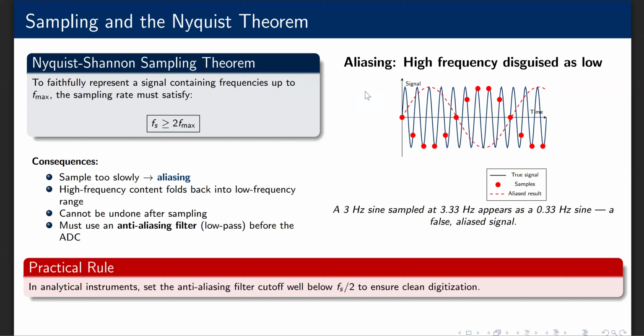The only defense against aliasing is an analog low-pass filter before the ADC, the anti-aliasing filter. That removes any content above Fs over 2 before digitization. That's the exact low-pass filter we designed last lecture.